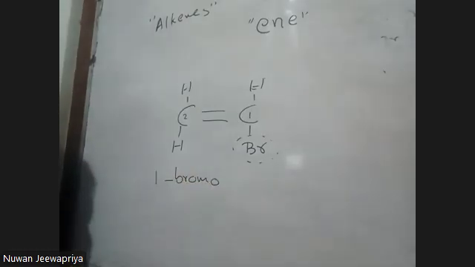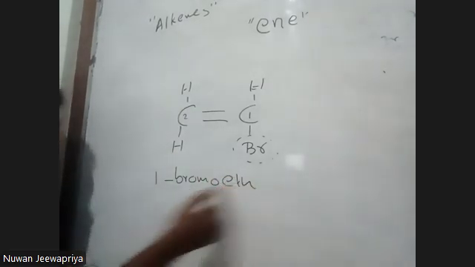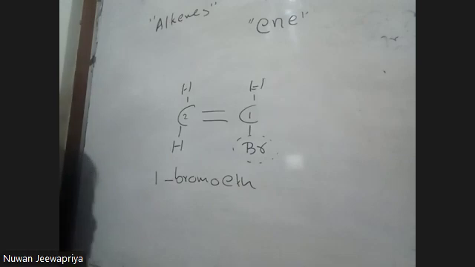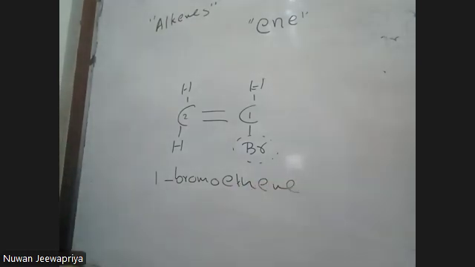Totally 2 carbon. How do you say? Eth. There's a double bond. How do you say double bond? Ene. 1 bromo ethene. That is the name.